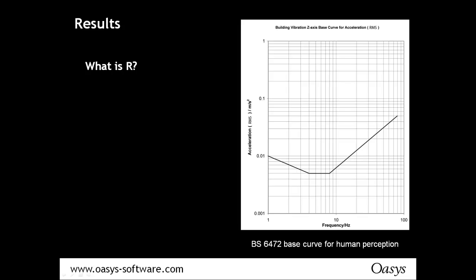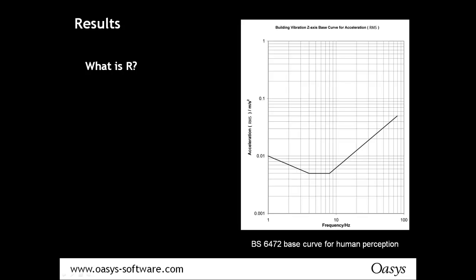Now, a response value is acceleration, but it's acceleration compared to this ISO base curve for the limit of human perception. So for any given frequency, an acceleration of twice the values on that curve will give you a response value of 2. Values on that curve, response value of 1.